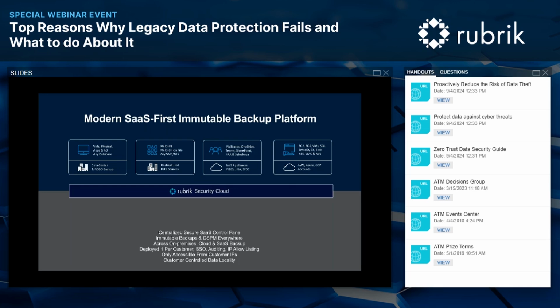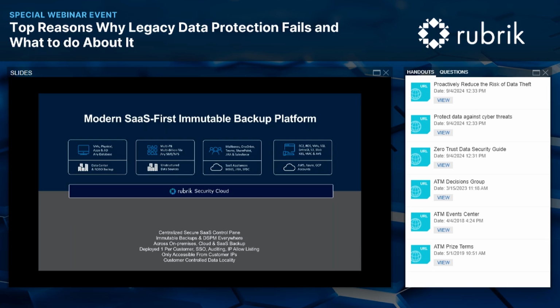Because what we're saying is that this Rubrik Security Cloud platform is a modern SaaS-first immutable backup platform, where you get a centralized secure SaaS control plane, where you get immutable backups everywhere, but we also include elements of DSPM, where we're not just backing it up, we're also scanning it to tell you what's in it across on-premises, cloud, and SaaS. And what I can tell you is if you look at your existing legacy backup, once you get past the marketing, this is reality, you can go and test it and we'll show you the links to go and see this.